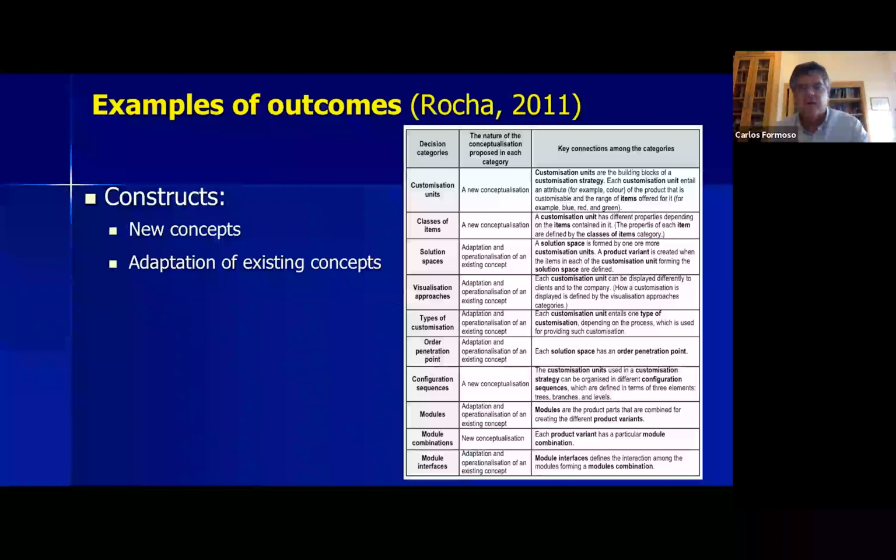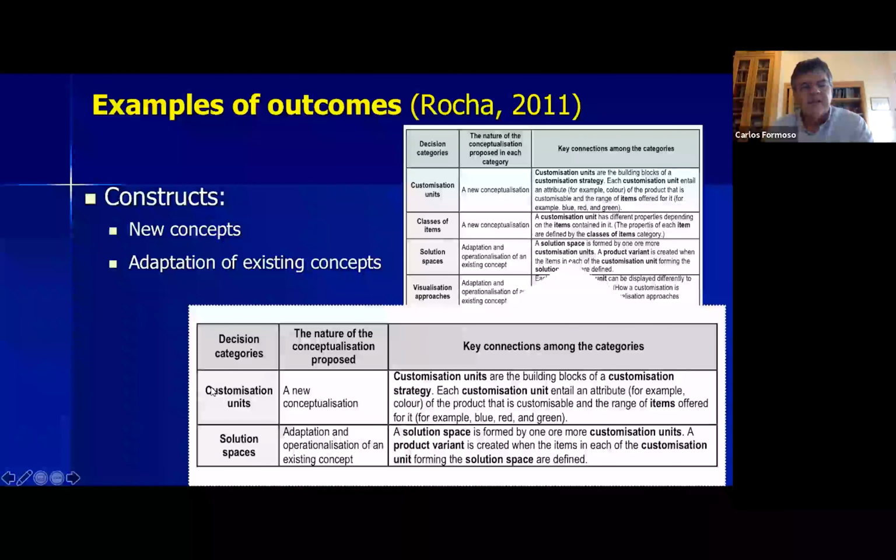I have some figures to illustrate. So in this table, you can see a list of concepts. For instance, customization unit was a concept that she devised. So this concept was never mentioned in any previous work. There was another concept, solution space, that was used in previous research, but she adapted that concept to the house building sector, right? So these are examples of conceptual contributions.